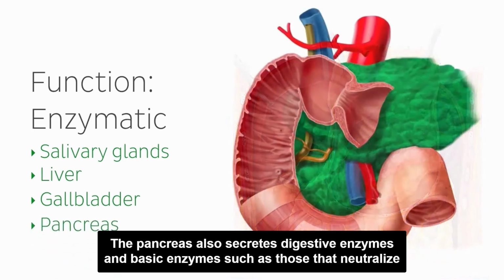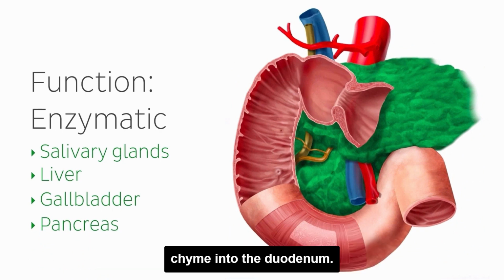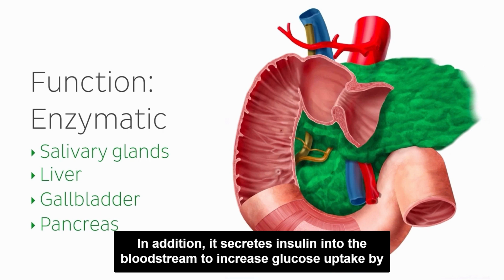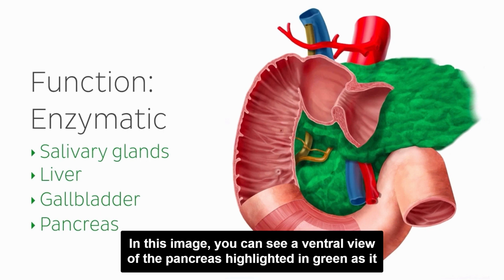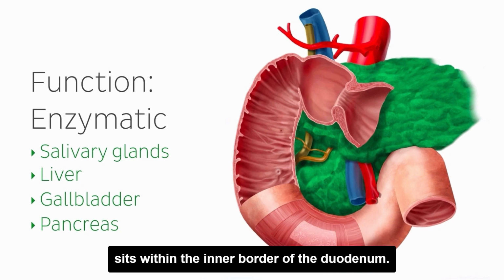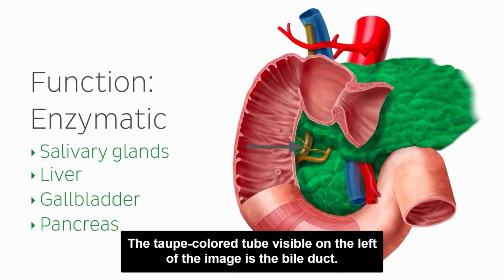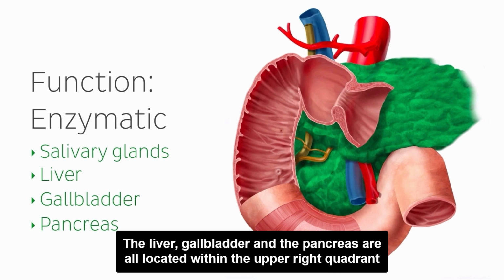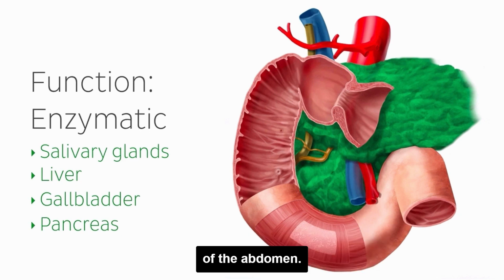The pancreas also secretes digestive enzymes and basic enzymes, such as those that neutralize chyme, into the duodenum. In addition, it secretes insulin into the bloodstream to increase glucose uptake by the cells. In this image, you can see a ventral view of the pancreas highlighted in green as it sits within the inner border of the duodenum. The taupe-colored tube visible on the left of the image is the bile duct. The liver, gallbladder, and the pancreas are all located within the upper right quadrant of the abdomen.